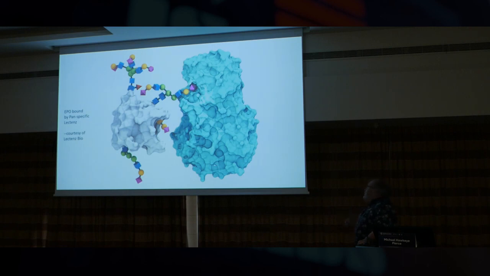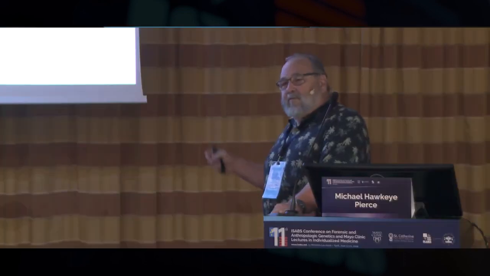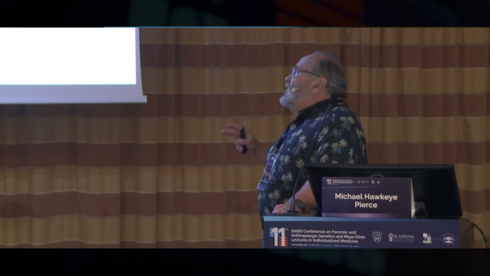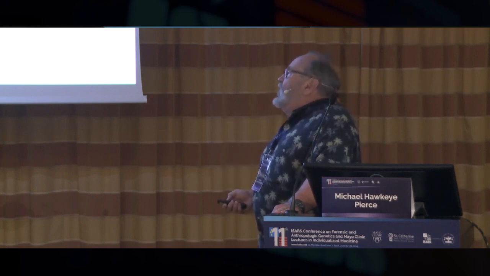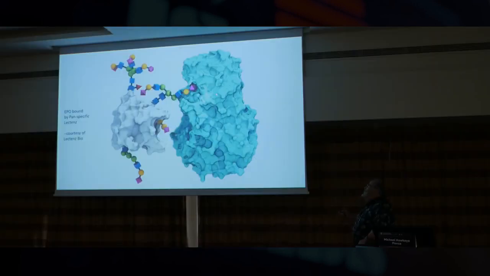So here is a crystal structure. This is a bacterial neuraminidase that's been modified by Lectins, and I'll just say I am not affiliated with Lectins. The company, I don't have any stock in the company. I'm not an advisor, but I think it's a really interesting approach that could be used for us to go after the sialome. But you can see here, this is erythropoietin with 3 N-linked structures and an O-linked structure being bound by the reagent here.